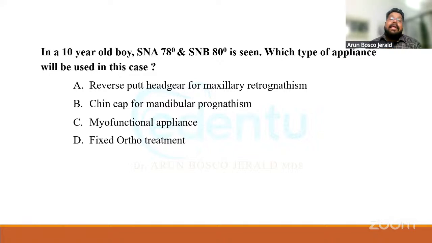Now going to an application level question. In a 10-year-old boy, SNA angle is 78 degrees and SNB is 80 degrees. Which type of appliance will be used in this case? Now, based on these cephalometric parameters, you have to identify what kind of malocclusion it is. See this chart.